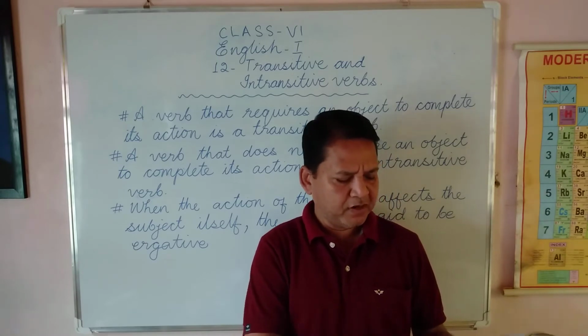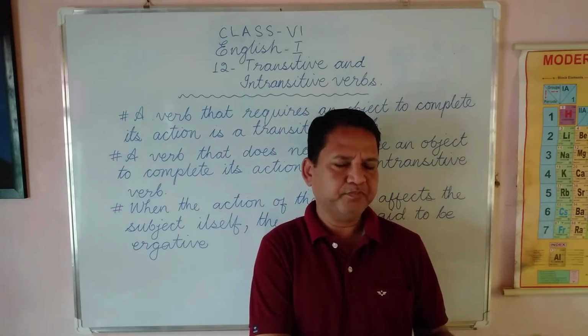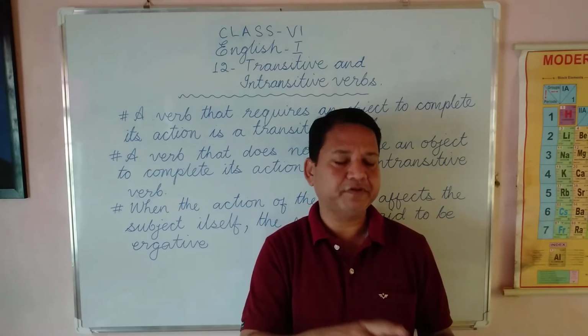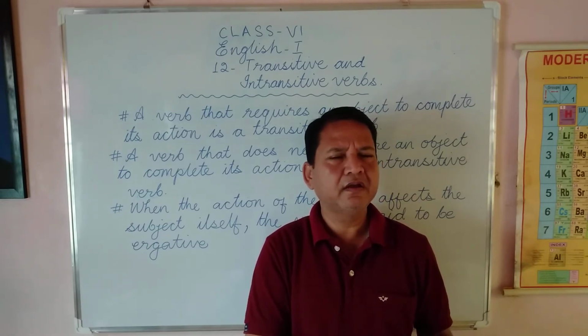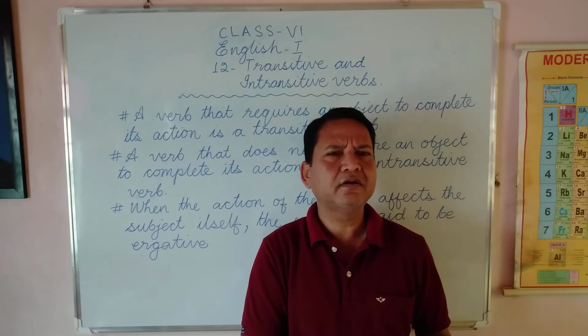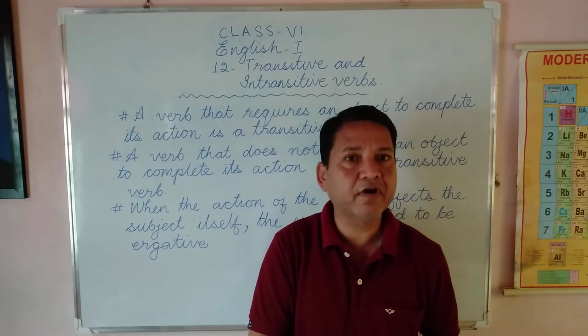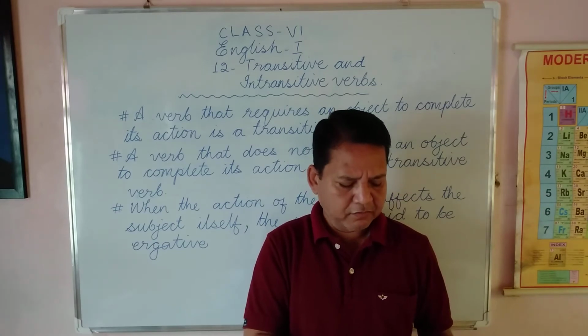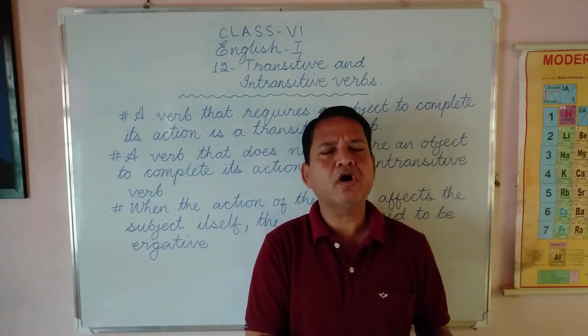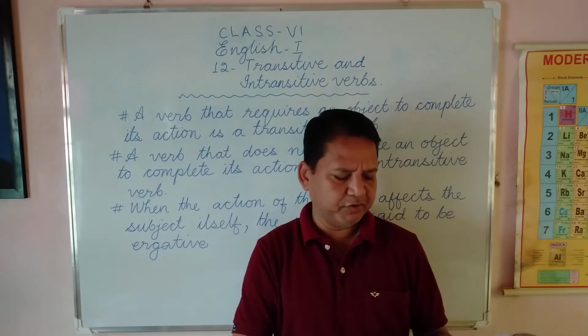Let us see. She rang the bell. You have to find out the verb first. What did she do? Rang. What did she ring? Bell. Rang is the verb. Okay? And what did she ring? Bell. Means rang is the verb and bell is the object. It is transitive.